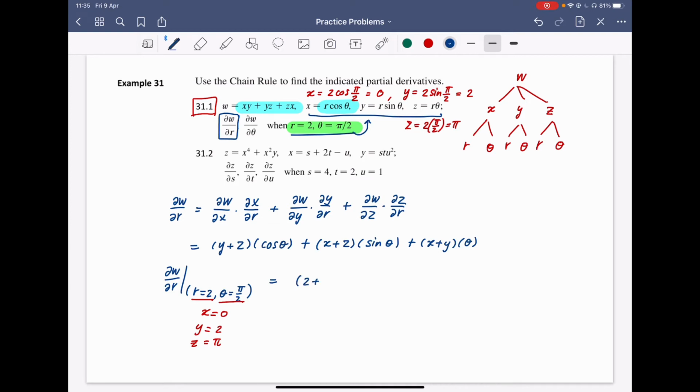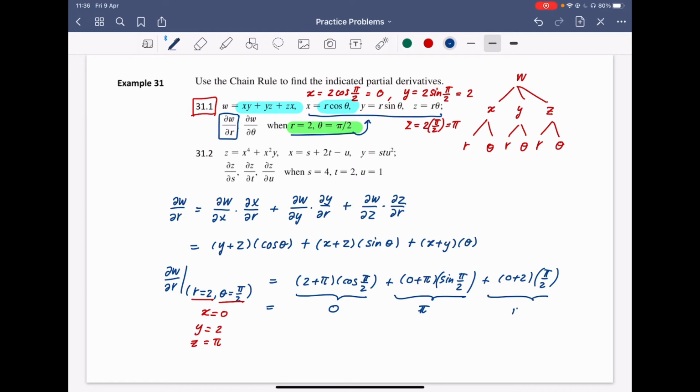So you get 2 plus pi here times cosine pi over 2, and then plus x plus z here, times sine pi over 2, and then plus 0 plus 2 here, times theta, which is pi over 2. The first term you get 0, because cosine pi over 2 is 0. The next term you get pi, because pi times sine pi over 2, which is 1, is pi. And the last one, 2 times pi over 2, you get pi. The answer is going to be 2 pi for this question. Sounds good?